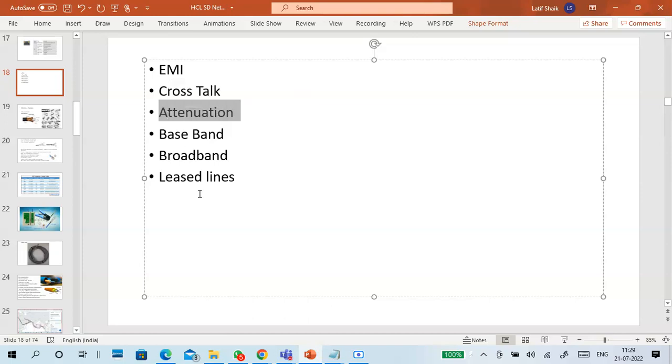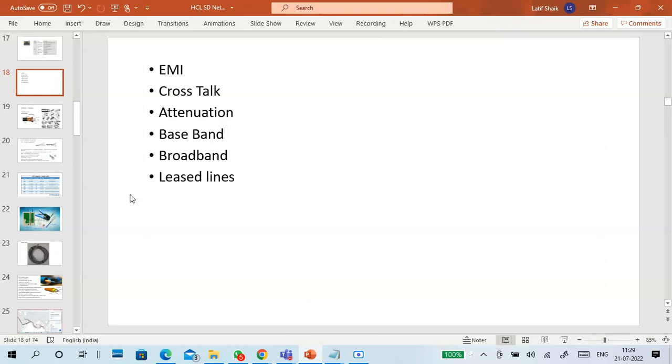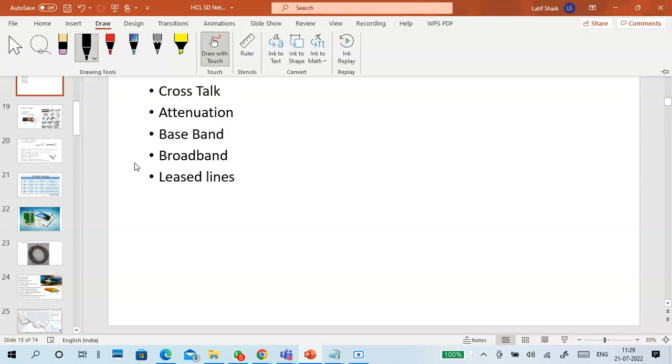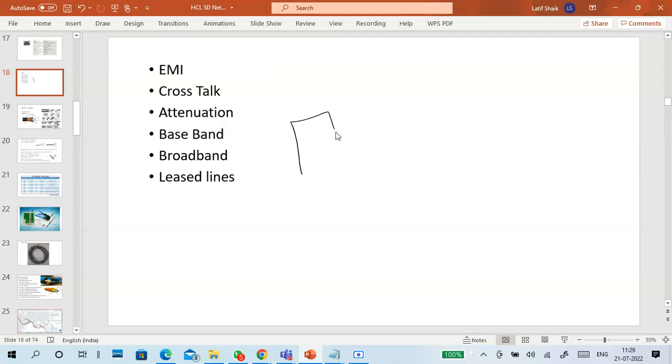What is attenuation? It is the decaying of the signal. When a signal is transferred through transmission lines, the signal strength is reduced and the shape is changed. If anybody comes from an electronics or electrical background, they know this pulse and signal concept, the transmission lines concept.